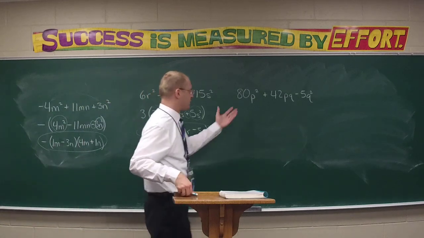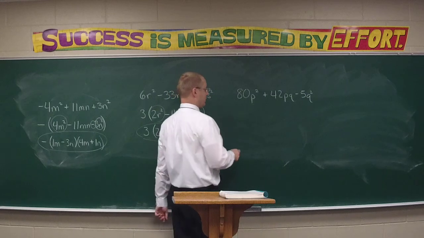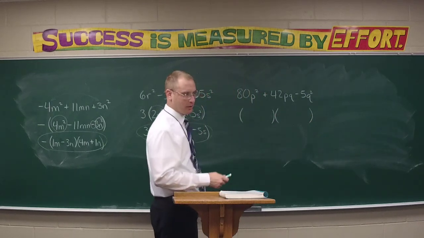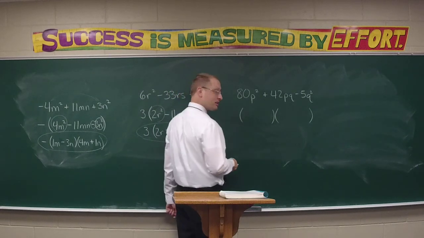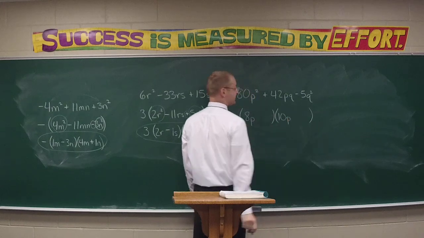No, I mean, it looks like maybe a 2, and then we get to the 5, we're like, nope. So, backwards FOIL it. 80. What are you thinking? Why not 8 and 10? Let's give it a try. 8p, 10p. Signs, Maddie.